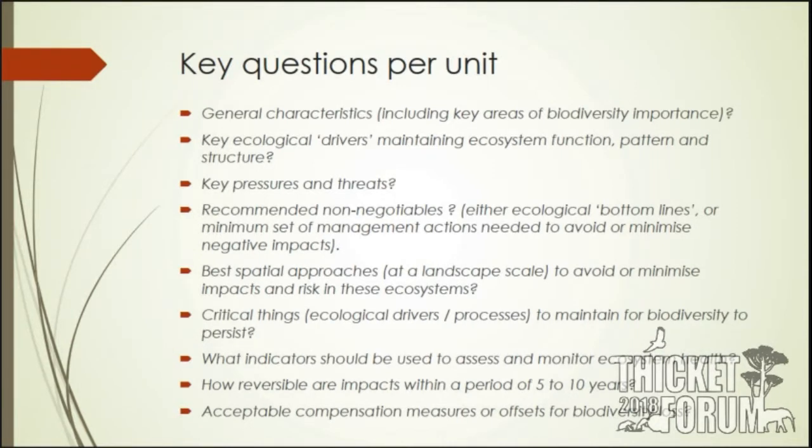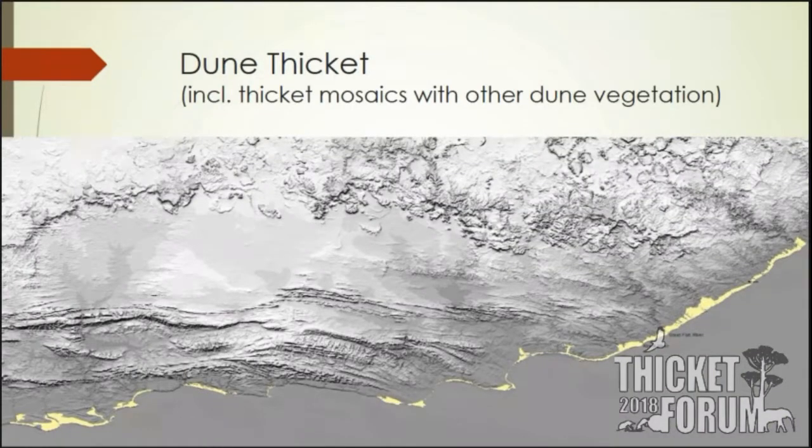At a local scale, if there's a landowner sitting on his farm and he wants to know exactly what to do in a particular situation, then hopefully those key questions will help him to answer those management questions. But what I want to just quickly do, and I can't go through all of the information we have, is throw up a map of each of the units and then an example of the sort of information we have for some of those questions. So that's the dune thicket of the biome. That's the distribution of it.